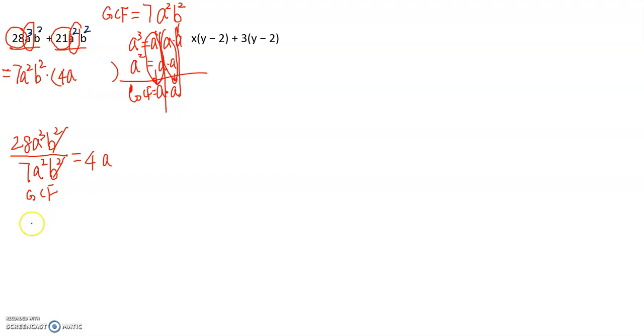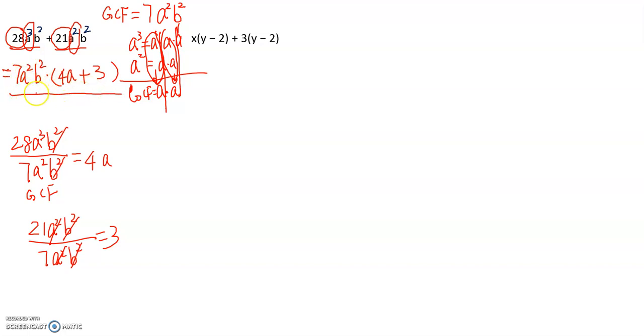Similarly, for the second term, we divide by the GCF. 21 divided by 7, that's 3. A squared divided by a squared, they cancel. B squared divided by b squared, they cancel. So you're just going to be left with a 3 there. Okay, so that's the final answer.